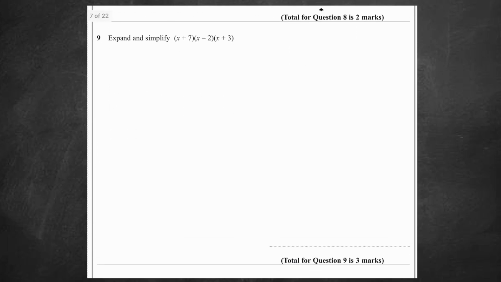Question number 9. Expand and simplify (x plus 7)(x minus 2)(x plus 3). I'm going to do these first two first. It's going to be x squared. x times minus 2 is minus 2x. 7 times x is 7x. 7 times minus 2 is minus 14. Let's simplify this first. So x squared plus 5x minus 14.